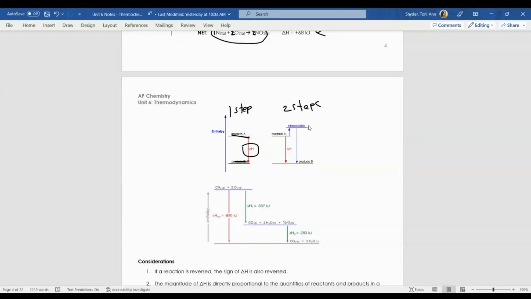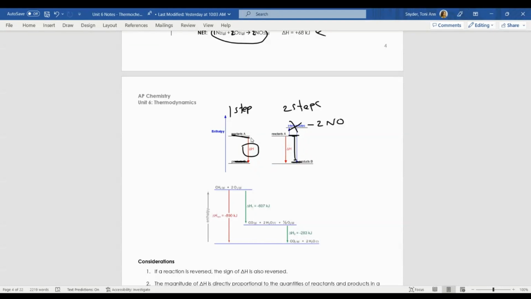And in this case, an intermediate is something that was made, but then it's used up again. So in this case, that would be those two NO molecules as an intermediate. The enthalpy is still the difference between your reactants and your products. It's always reactants to the products. This right here doesn't matter, okay? Enthalpy is always products minus reactants, okay?